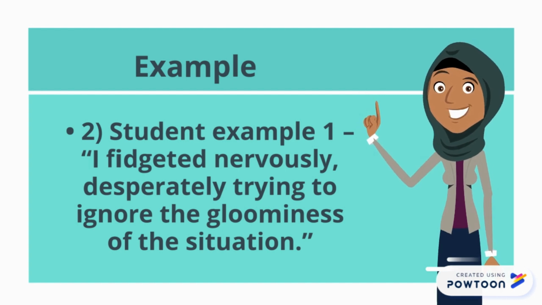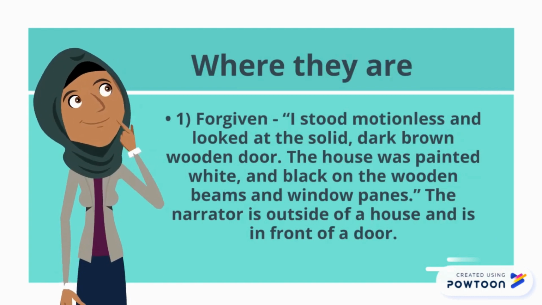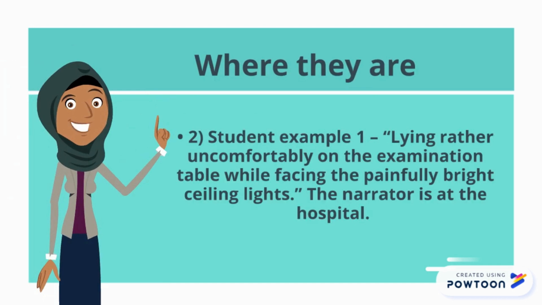Next, we have to decide where the characters are. In the sample essay Forgiven, I stood motionless and looked at the solid dark brown wooden door. The house was painted white and black on the wooden beams and window panes. So we know that the narrator is outside of a house and is in front of a door. In student example 1, lying rather uncomfortably on the examination table while facing the painfully bright ceiling lights, we know that the narrator is at the hospital.